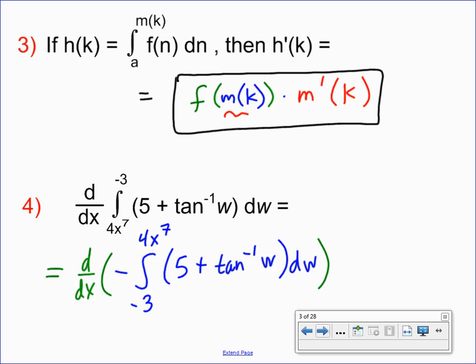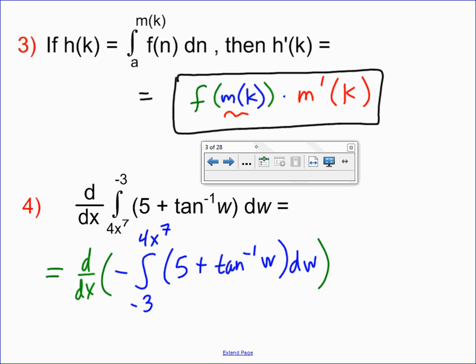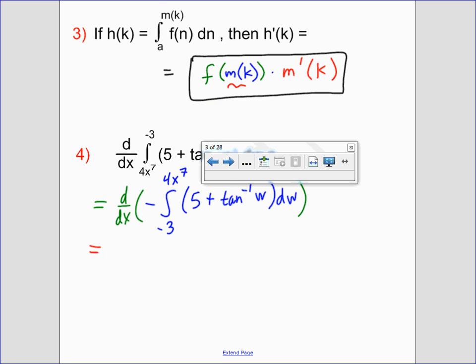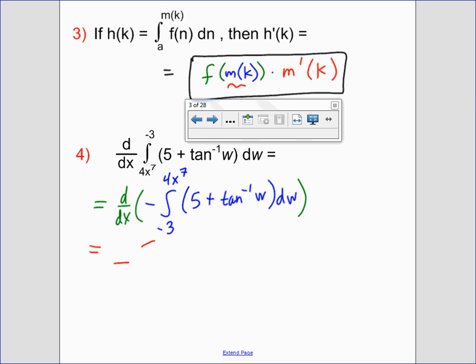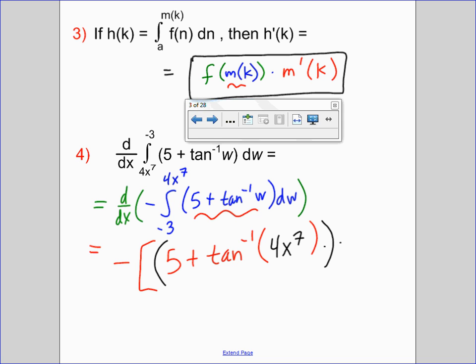So let's go ahead and do number 4 like number 3, but with a specific integrand function. So what do we do? We'll go ahead and rewrite. This will become the opposite of, and let's jump right into my integrand function. I'll rewrite that: 5 plus inverse tangent of w, except I won't have w. What will we have? We'll have my upper limit, 4x to the 7th, and then I need to times this quantity by the derivative of the upper limit. My upper limit was 4x to the 7th, so I'm going to multiply by what? Well, it looks like 28x to the 6th, and that is times quantity.